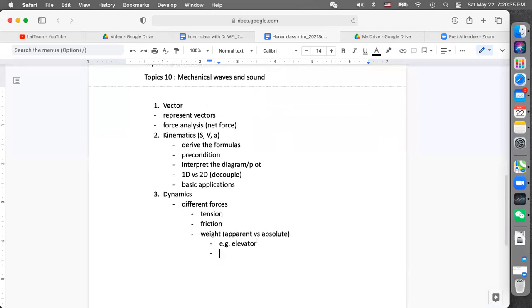So talking about the forces, we want to understand why we talk about different forces. It is because of Newton's laws, right? 1, 2, 3. F equals ma, which is the second law.